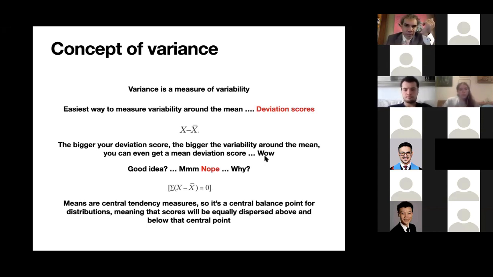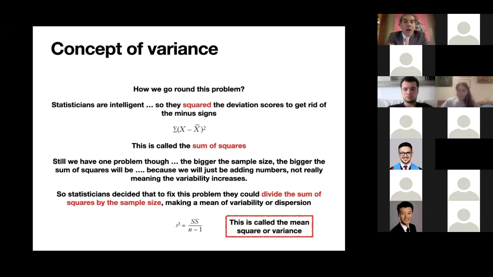Well, how do we get around this problem? Easy. Statisticians are intelligent people, you know, much more intelligent than me. So they squared the deviation scores to get rid of the minus sign. Okay, so this part of the formula of variance is the deviation score, but squared. And what is this called? This is called the sum of squares. Only this part of the formula of variance is called sum of squares.